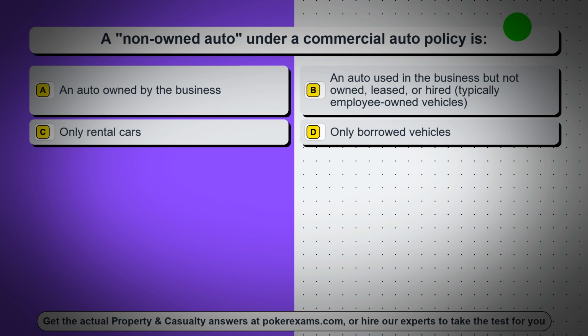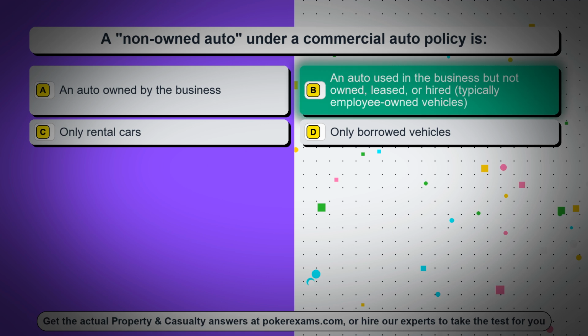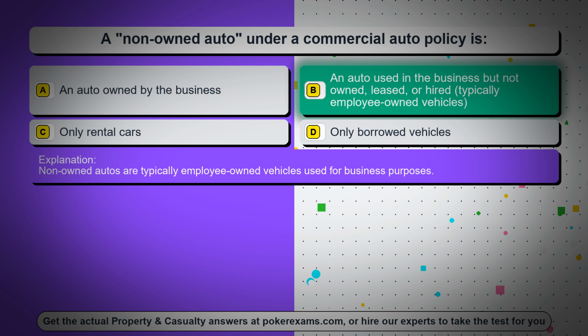Question 29. A non-owned auto under a commercial auto policy is: Option A, an auto owned by the business. Option B, an auto used in the business but not owned, leased, or hired, typically employee-owned vehicles. Option C, only rental cars. Option D, only borrowed vehicles. The correct answer is option B, an auto used in the business but not owned, leased, or hired, typically employee-owned vehicles. Non-owned autos are typically employee-owned vehicles used for business purposes.